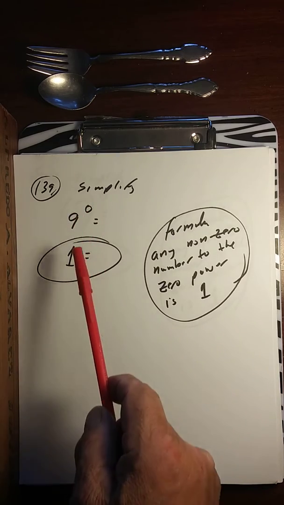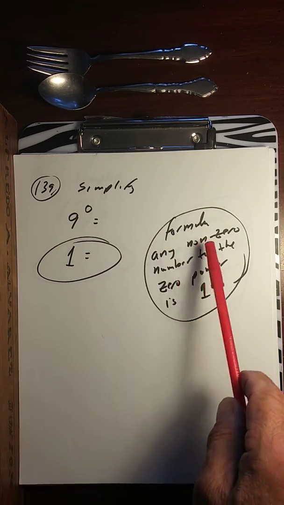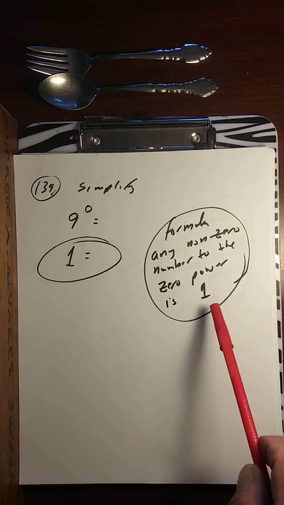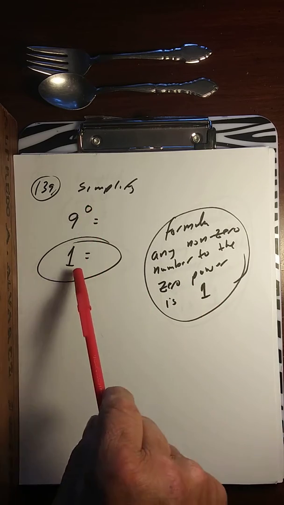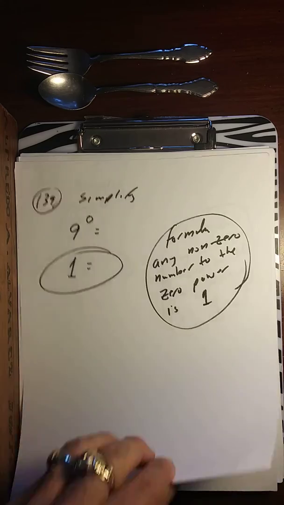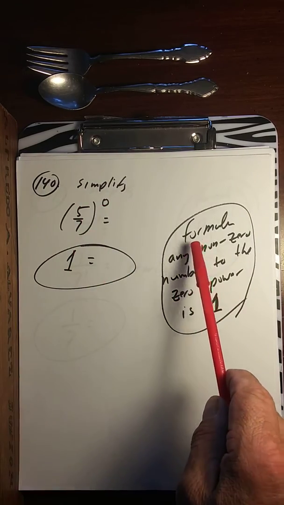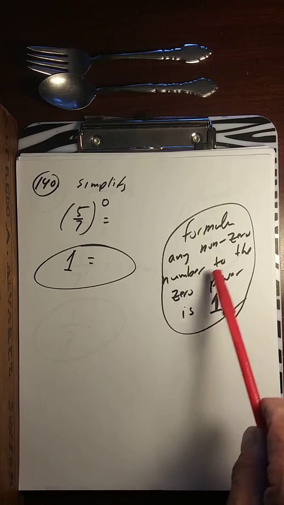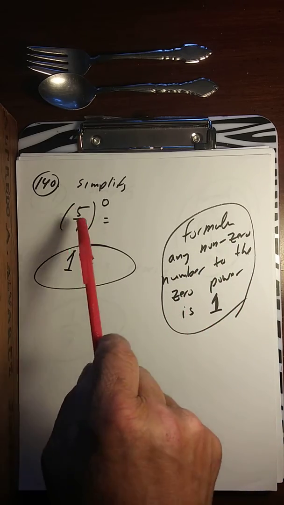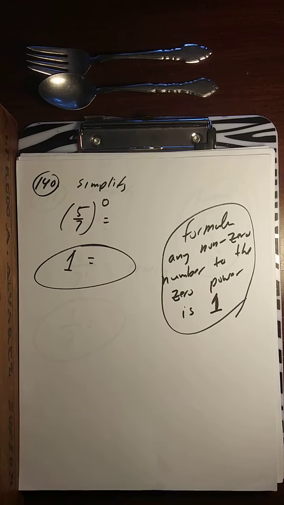9 to the 0 power. That means formula, any non-zero number to the 0 power is 1. So this is 9 to the 0 power. What is it going to be? 1. A fraction to the 0 power. Formula, any non-zero number to the 0 power is 1. Well, this is a number to the 0 power, so it's also a 1.